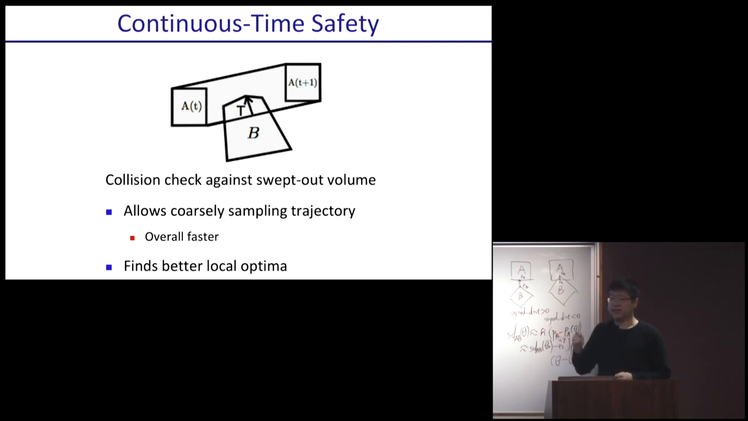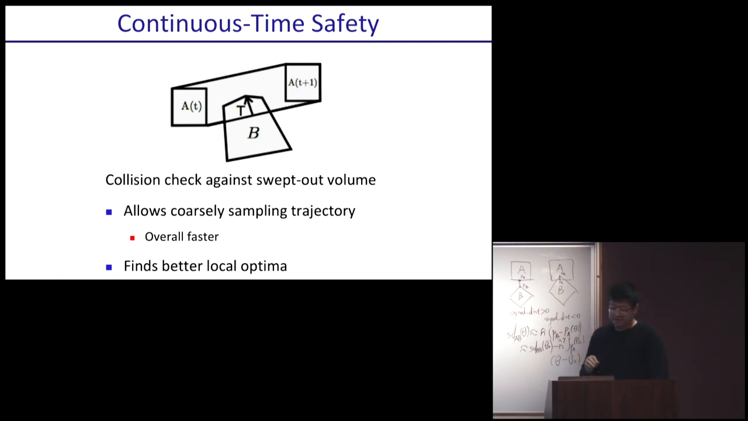If you just check collision at every time step, then there can still be collisions in between time steps. You can always reduce the time step, but it's kind of hard. So we consider just checking the volume and the other bodies and checking collision between those two. This is actually very fast overall because you can allow coarsely sampling the trajectory. That means you don't check every consecutive time step. Instead, you can check a few steps away and just roughly estimate the swept-out volume. So this makes the collision check even faster.